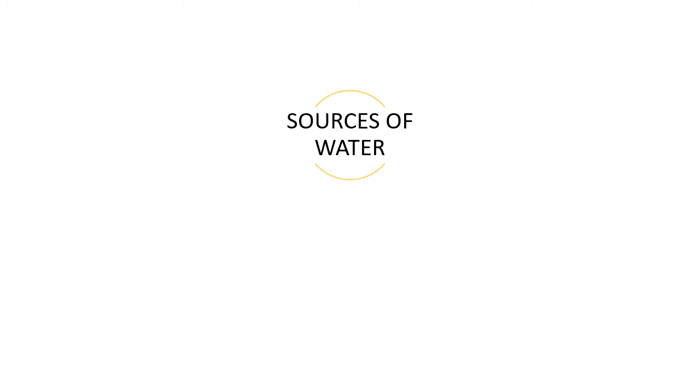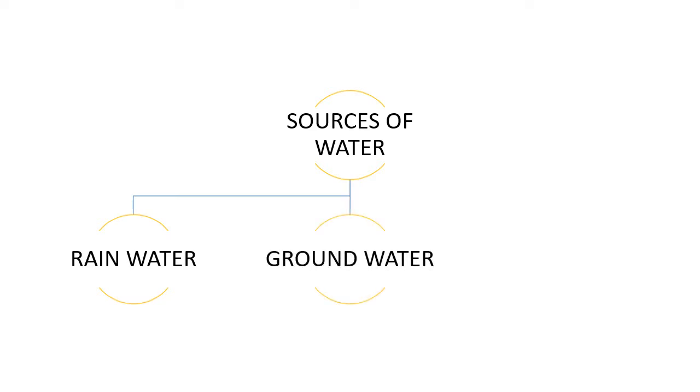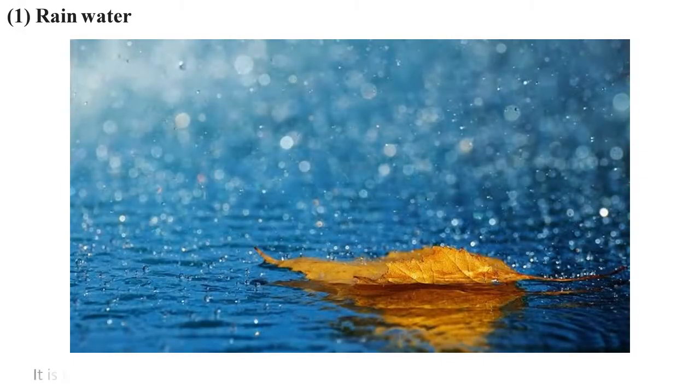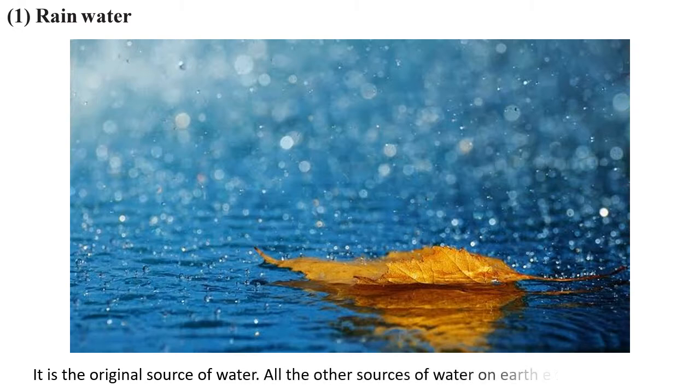The sources of water. The first source of water is rainwater. The second is groundwater. The third is surface water. We will discuss them in detail. The first one, rainwater. It is the original source of water. All the other sources of water on earth exist due to the rain. So we can say that rain is the most important source of water among all.